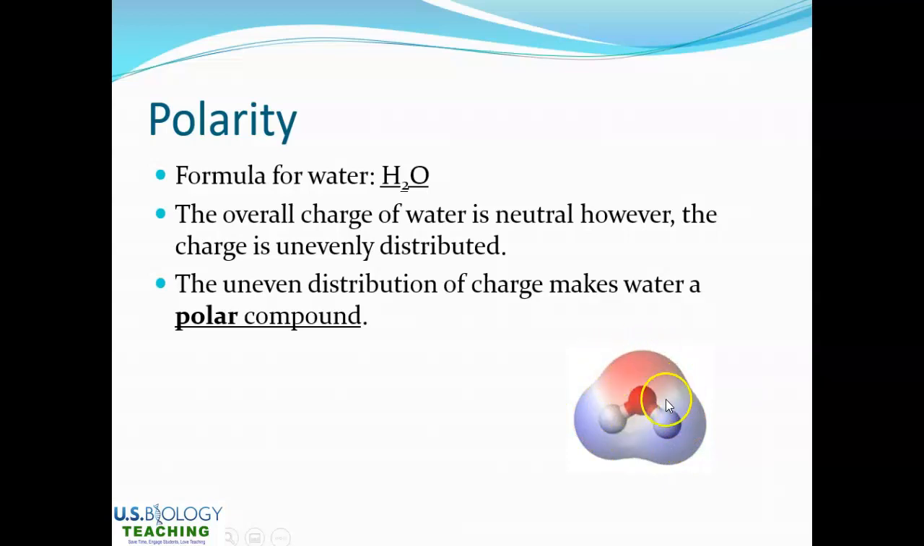However, the distribution of those charges on this side over here towards the oxygen side of the molecule is more negative. Towards the hydrogen side of the molecule, it's more positive. So that uneven distribution of the charge makes water what we consider a polar compound. So again, it's a compound that's going to have an uneven distribution of the charge.